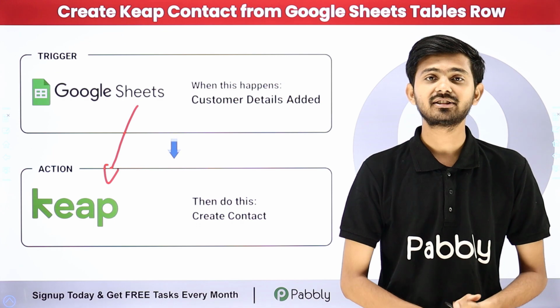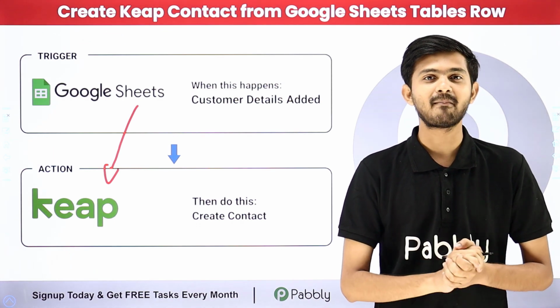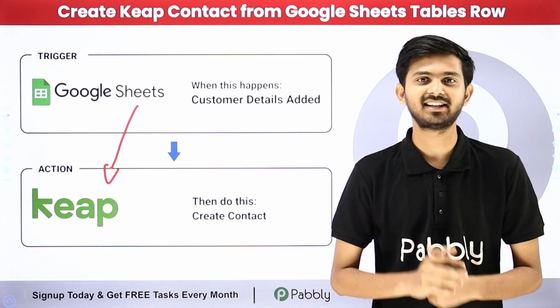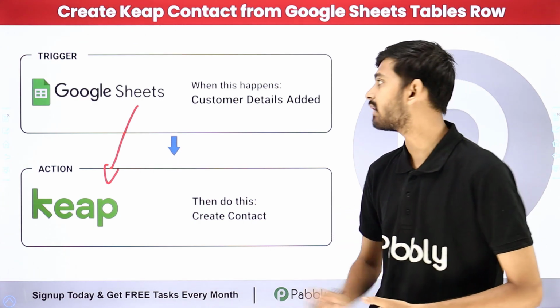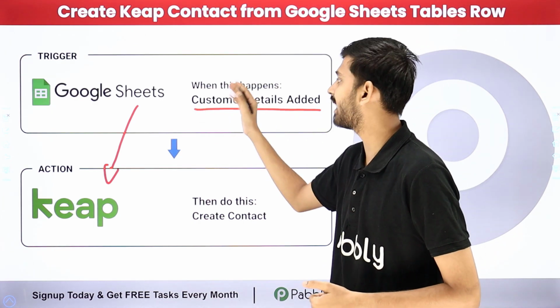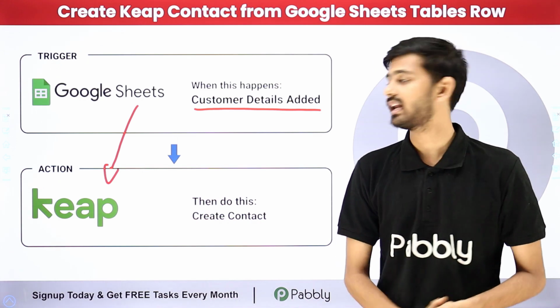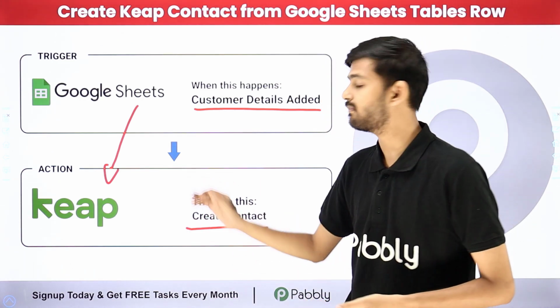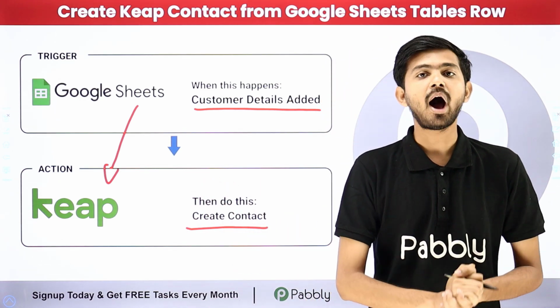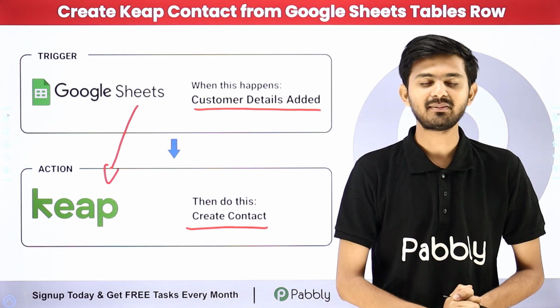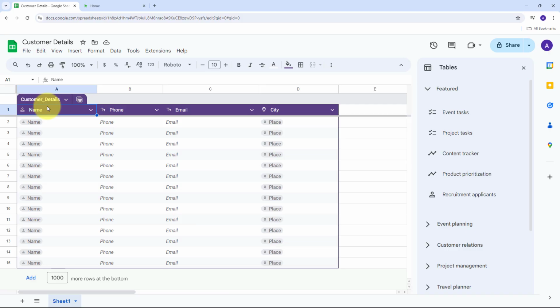For building this connection, I'm going to use Pabbly Connect, which is an amazing software for automation and integration. Now with Pabbly Connect, as I add a new customer detail in my Google Sheet table, automatically I'm going to create a new contact in Keap with all those details. So how am I going to build this connection? For that, let me take you to my computer screen. I hope you can all see my computer screen, and today we are going to see how we can create a Keap contact from a new Google Sheet table row.